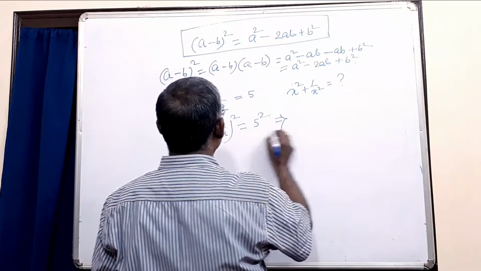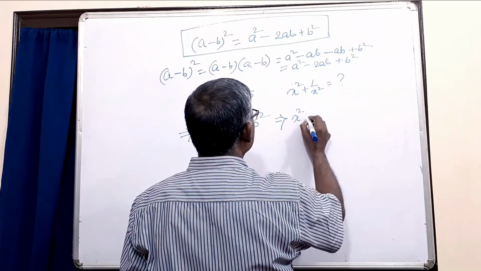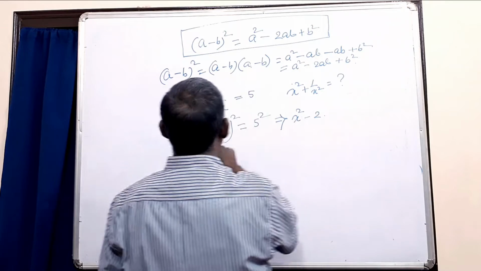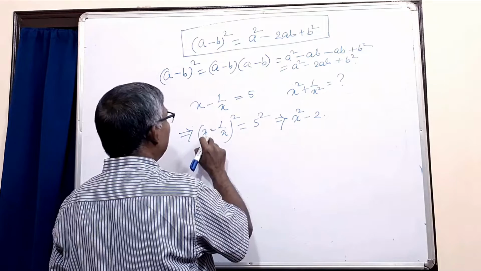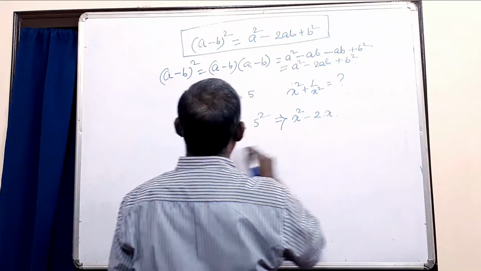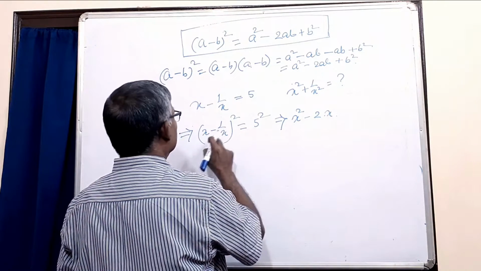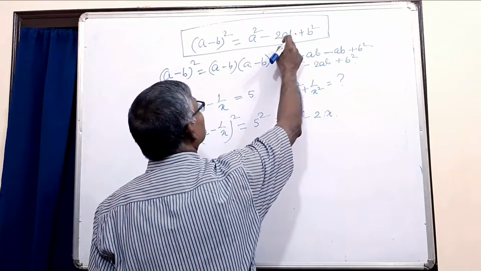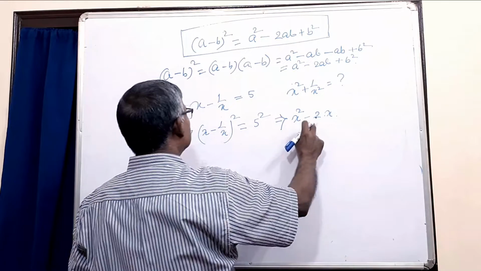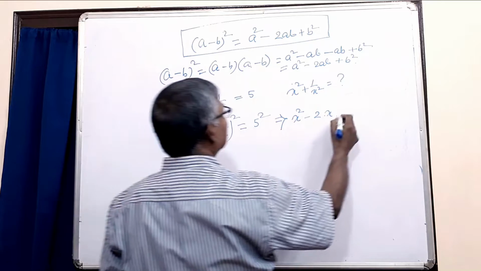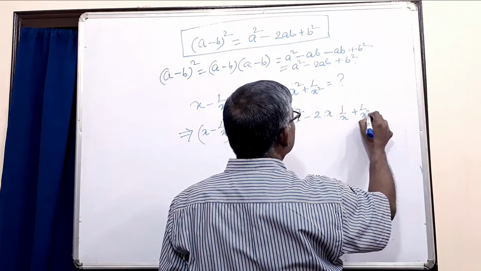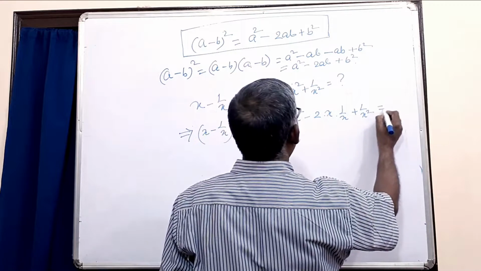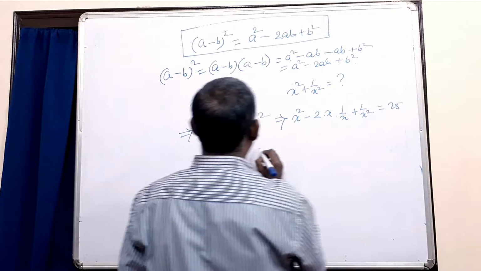This implies that here is x square minus 2 into a minus a into b. What is the value of a? Here is x. What is the value of b? Here a minus b, that is here is minus, here is also minus, and b means 1 by x plus 1 by x square equals to 25.